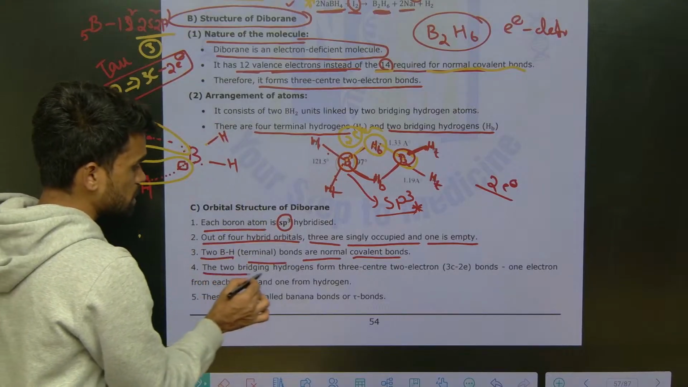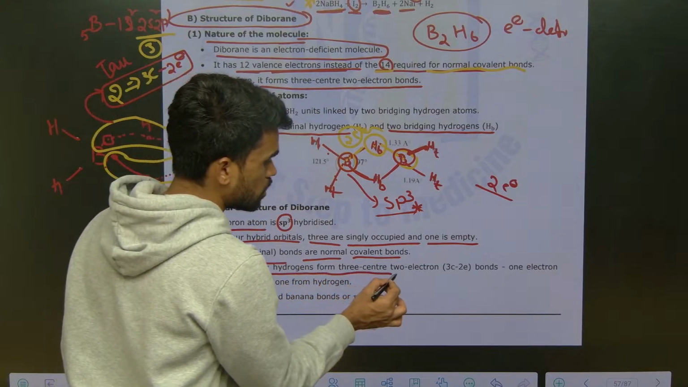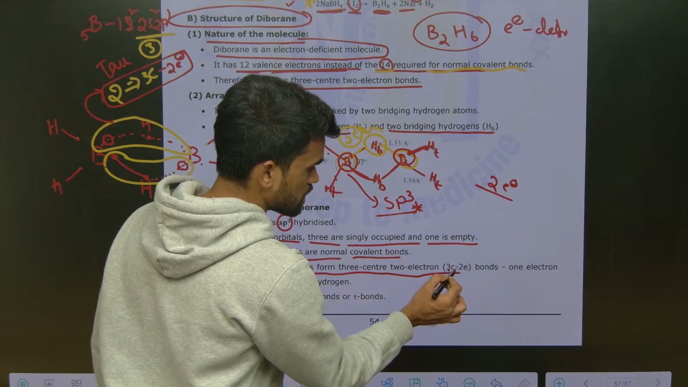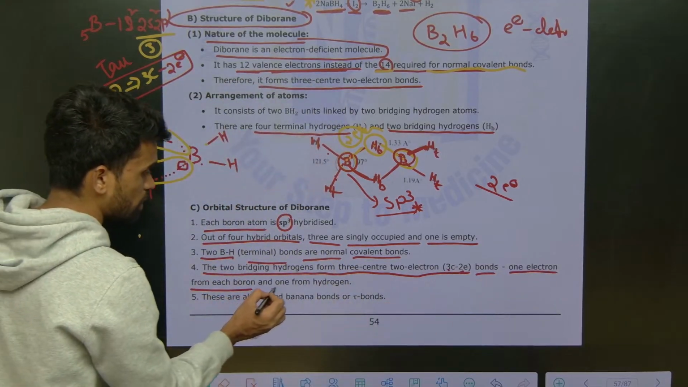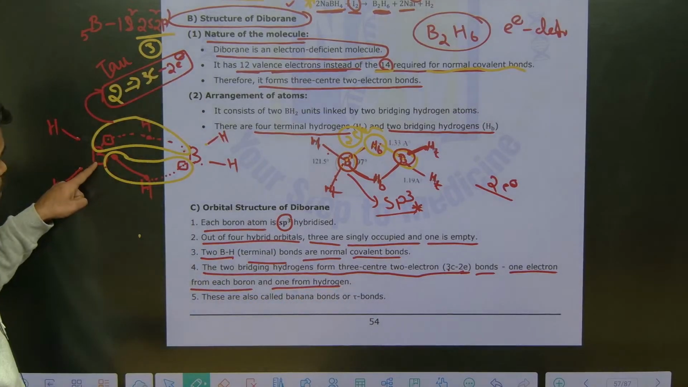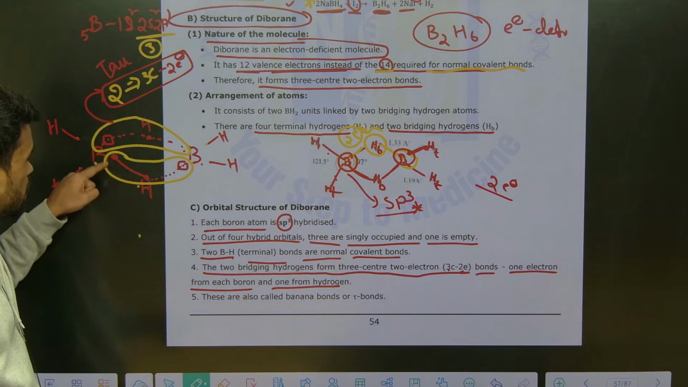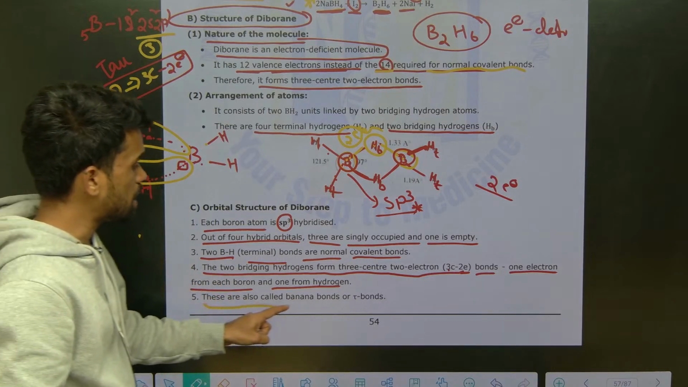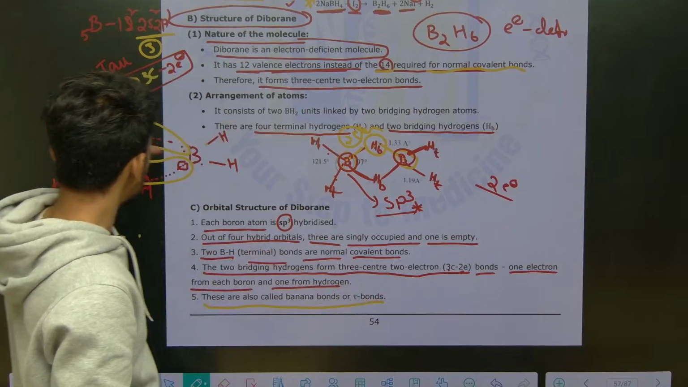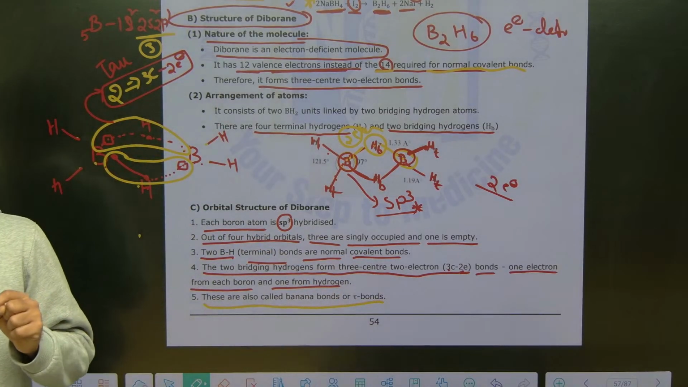The 2 bridging hydrogens form 3 center 2 electron bonds, with 1 electron from each boron and 1 from hydrogen. So 1 from boron and one from hydrogen, making a 3-center 2-electron bond. That is what they are writing here. These are also called banana bonds or tau bonds.